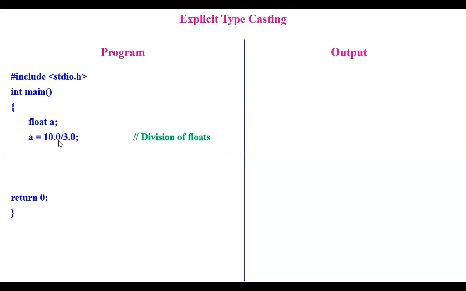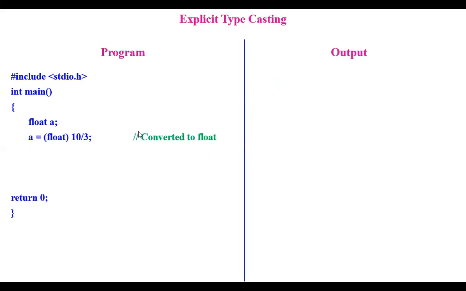I have converted this 10 into 10.0. There is no change in the value, but I am treating it as a float. 10.0 divided by 3.0. Let us see what happens. I want to display the value of A. You got the correct answer because the division has taken place between two float values, right? That's why you got the correct value.